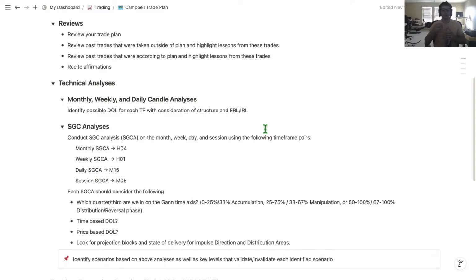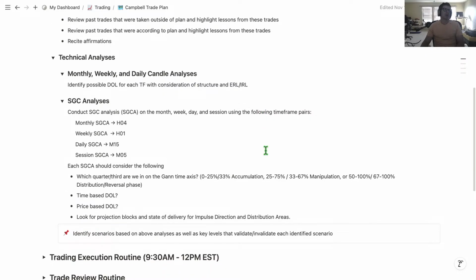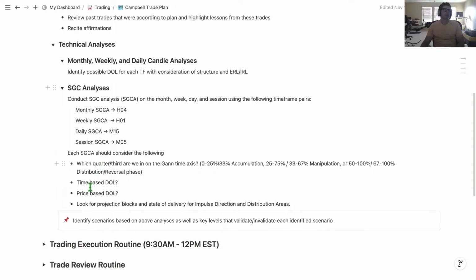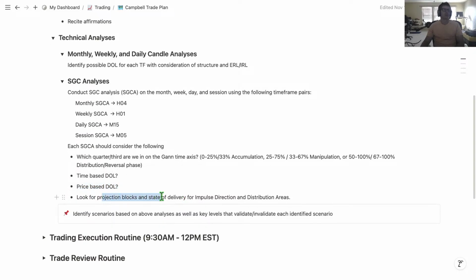Then I do smart gain concept analyses. And I conduct that on the month, weekday, and session, using the 4-hour, 1-hour, 15-minute, and 5-minute respectively. So what this does for me is identify time-based draw on liquidity based on the quarters. And then I also couple that with the price-based draw on liquidity, looking for projection blocks and state of delivery, which will identify the impulse direction on each time frame and distribution areas.